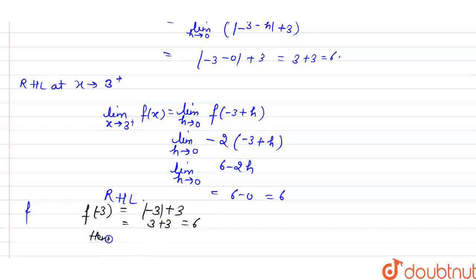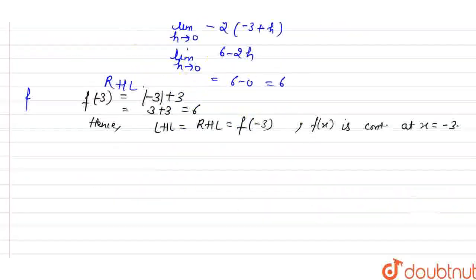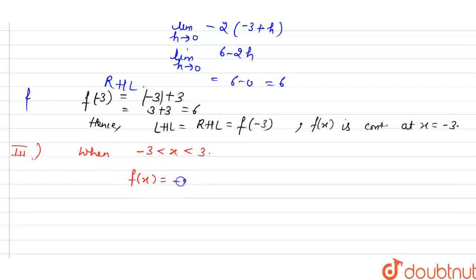Hence from here the left hand limit is equal to the right hand limit is equal to f of -3, which means f(x) is continuous at x equal to -3. Now taking the third case, that is when -3 is less than x and x is less than 3, then for this f(x) is equal to -2x, that is a polynomial.